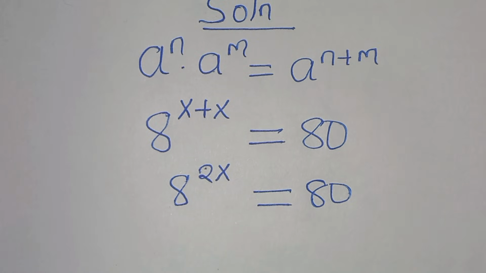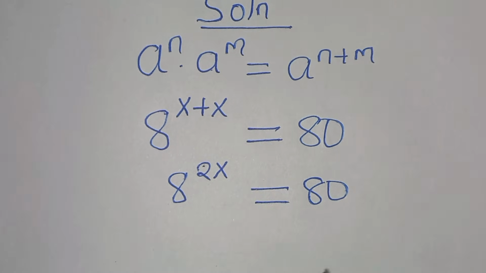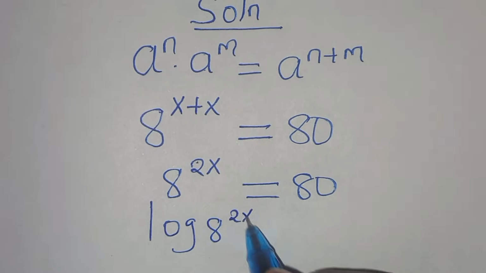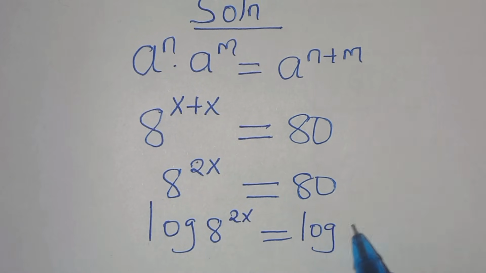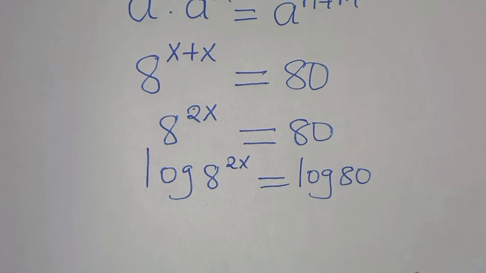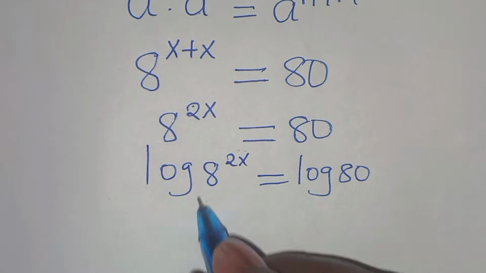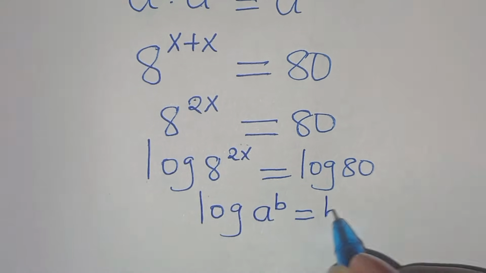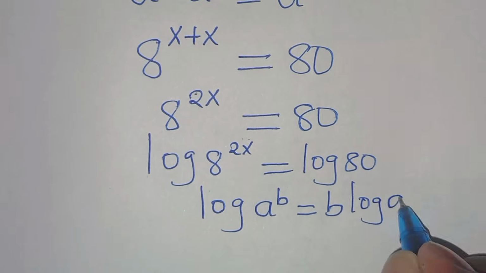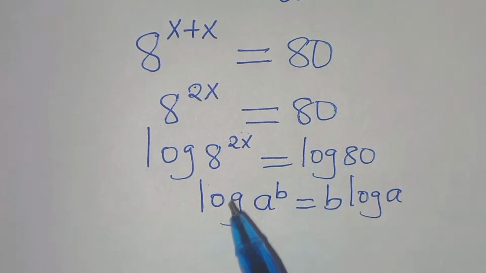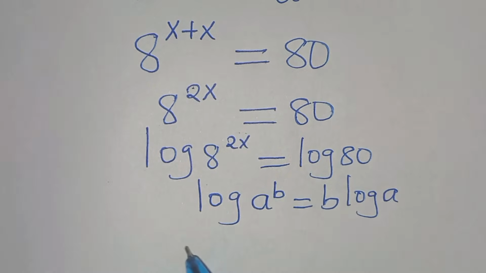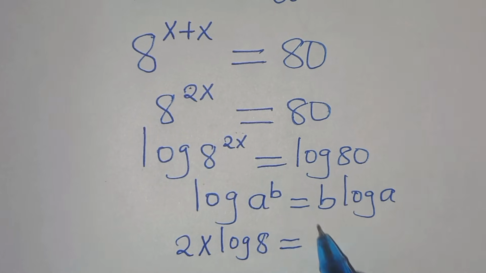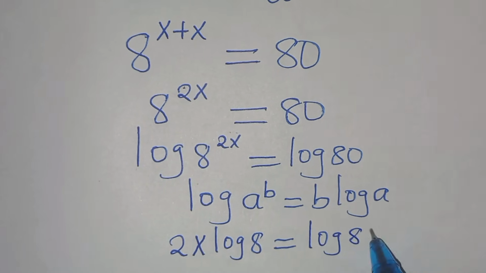Now, to solve for the value of x here, we introduce logarithm on both sides so that we have log 8 to the power of 2x. This is equal to log 80. Now, log 8 to the power of 2x, this is in the form of log a to the power of b, which we can express as b log a. Applying this power log property, then log 8 to the power of 2x becomes 2x log 8. This is equal to log 80.